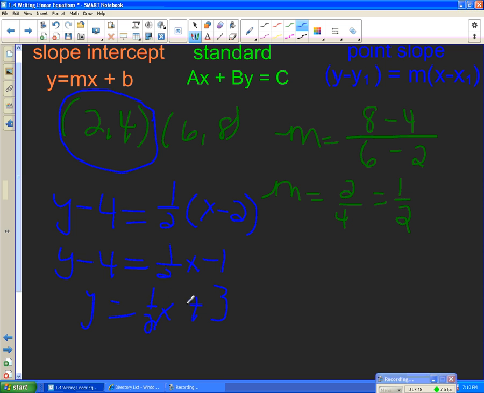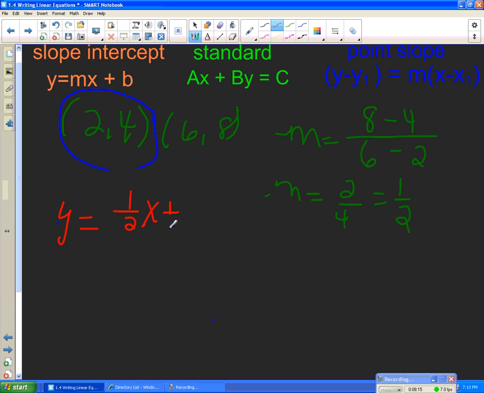Now there is a different way to work it, and I want to show you this way because some of you will probably prefer this method over the point slope method. So instead of using point slope, what I'm going to do is use slope intercept to begin with. Let me go and grab a red pen. So slope intercept says y equals mx plus b. Well, we calculated the slope to be a half. So I'll put in my half. So y equals 1/2 x plus b.